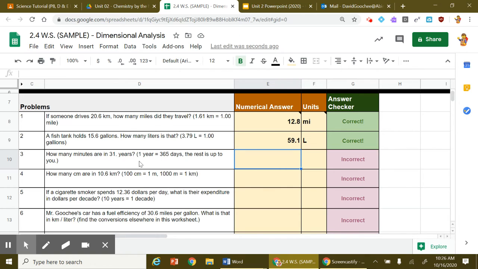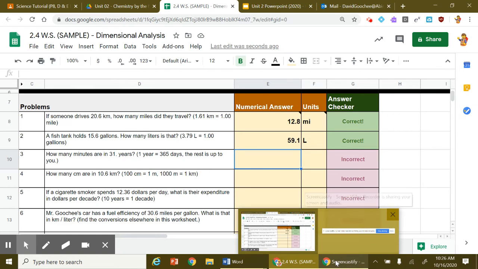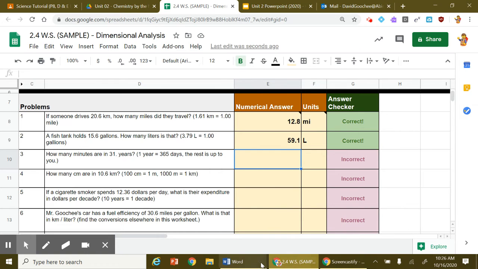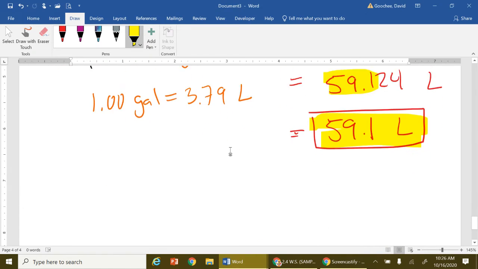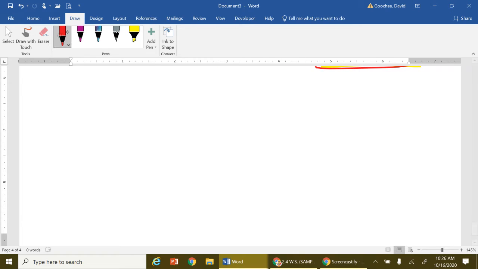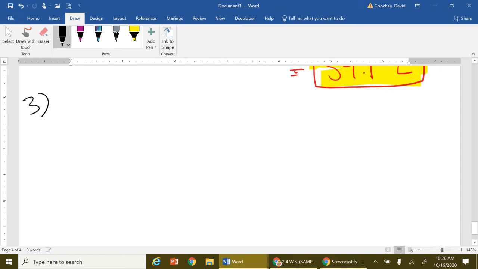How many minutes are in 31 years? Let's give this a go. How many minutes are in 31 years? So, our starting amount here is 31 years. That is our starting amount. In fact, I'm going to erase this. If this goes long, I want to put this all the way on the left.